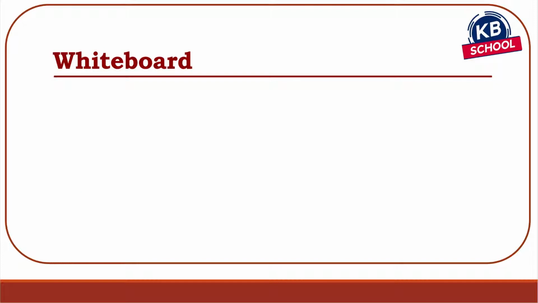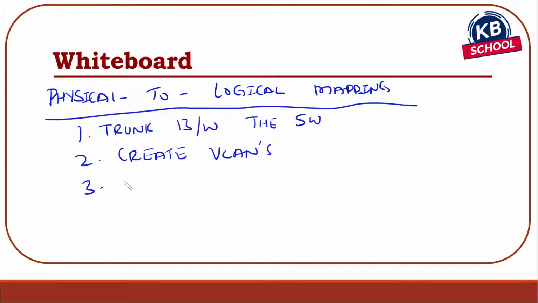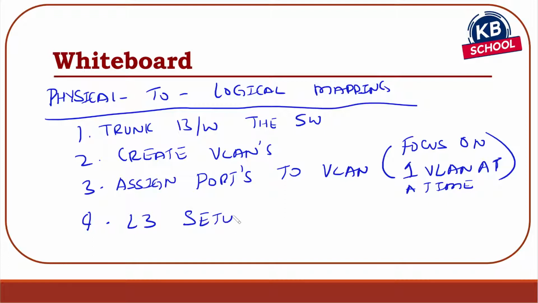So now let's recap the 4 steps. And this is what I want you guys to know and commit to memory, that I need to have 4 steps to do a physical to logical mapping. And what are the 4 steps over here to do that? Step 1, trunk between the switches. 2, create VLANs. 3, assign ports to VLANs. And this is the one that you need to focus on one VLAN at a time. And number 4, the last one, is the layer 3 setup, which is IP addresses and routing.